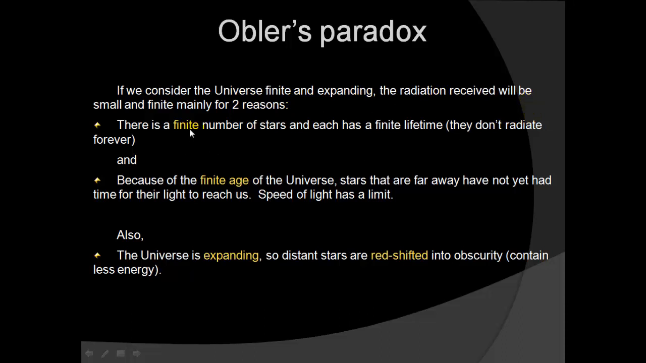If there's a finite number of stars, and they've had a finite lifetime, they have not been radiating forever. And because of the finite age of the universe, there are some stars that are so far away, they have not had time for their light to reach us yet. Also, the universe is expanding, so distant stars are so redshifted that the energy reduces, because remember E is equal to hf. As the frequency goes down, the energy goes down, so the radiation intensity will go down as well.